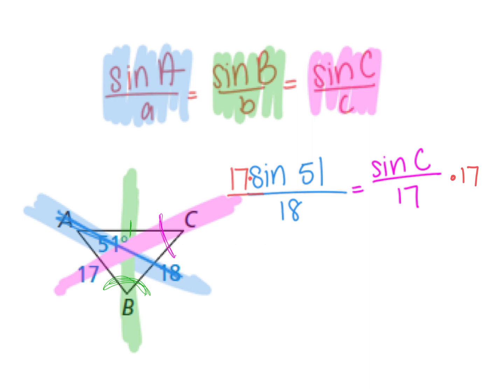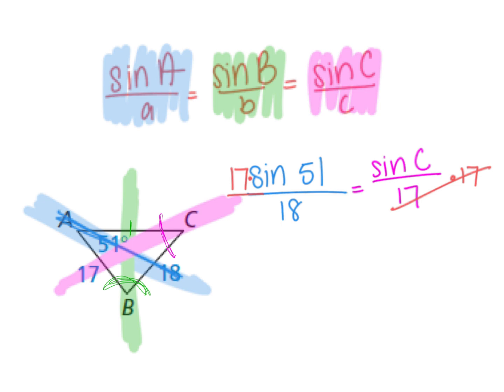17 times sine 51. Why are you doing it at the top? Because it's a whole number. How do I get a whole number to a fraction? You just put it over 1. If I were to write it as 17 sine 51 over 18, I'm still multiplying it, but I could change it like this. Do you see it? That's why I put it on top. Is that the same thing? That's the same thing. I just got rid of the over 1 because it's the same thing.